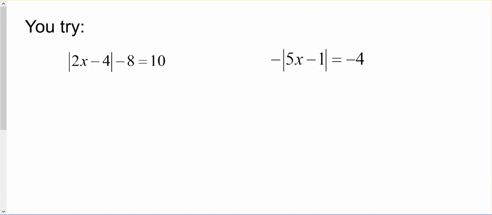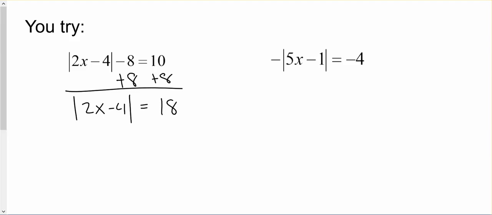You guys try these two. So after you take a second and do it, we can see this negative 8 outside. So what undoes subtracting 8? Adding 8 and adding 8. So now we have the absolute value of 2x minus 4 equals 18.